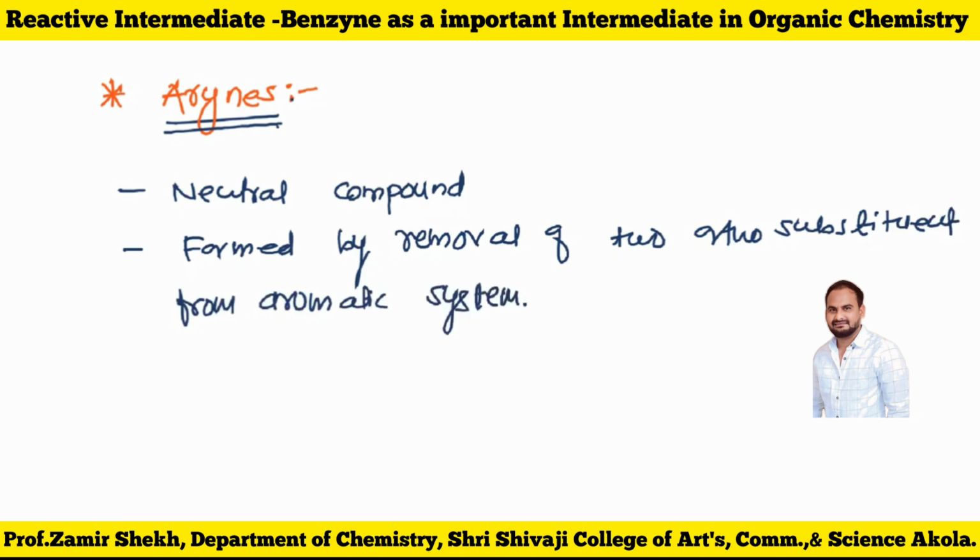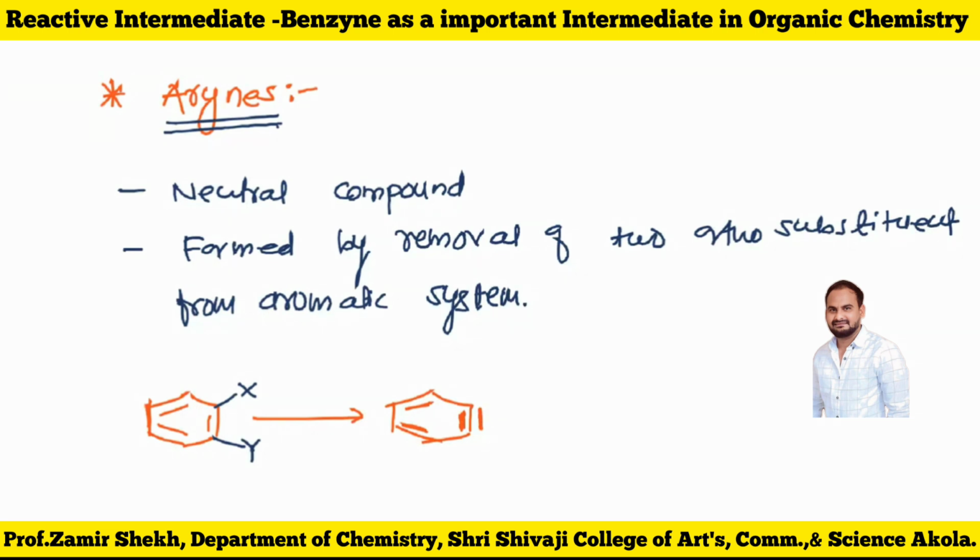Okay, so this compound is totally neutral, it doesn't have any charge. So how is it formed? Suppose I have this benzene molecule, and I am going to remove the two substituents from the ortho positions. Suppose this is X, this is maybe Y. It may be hydrogen or any heteroatom, by the application of various types of reagents. So if I remove these two, X and Y, I will get this one, and that type of compound is called benzyne.